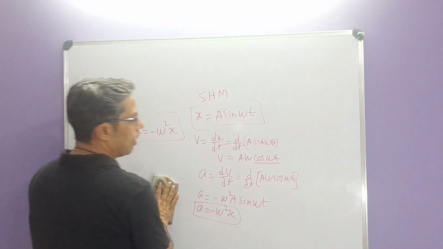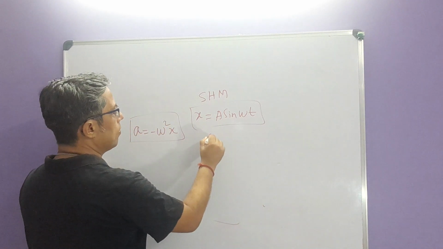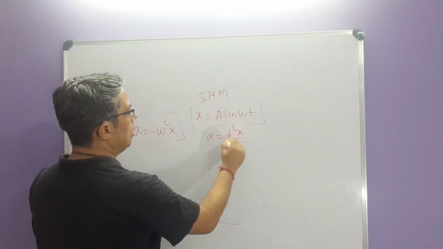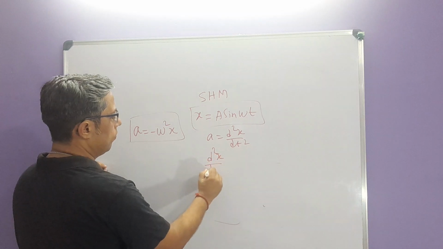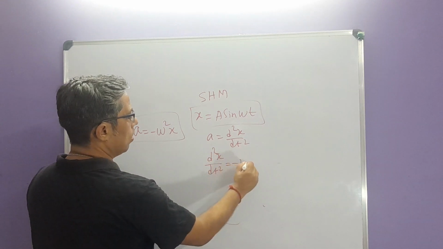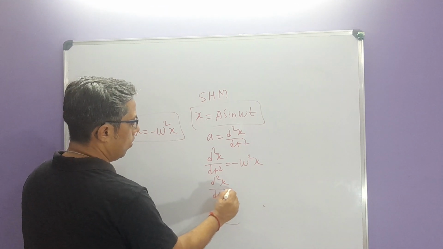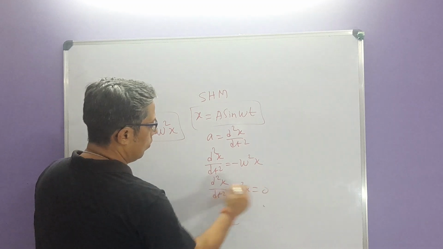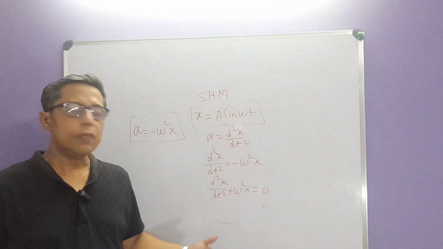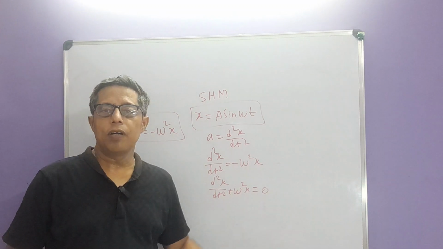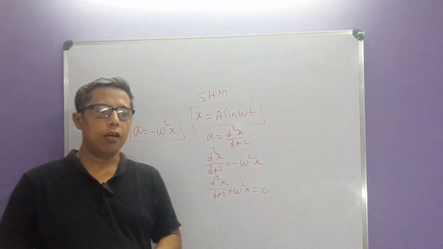One more thing, the differential equation in simple harmonic motion. Acceleration means d2x/dt2. So here I can write d2x/dt2 is equal to minus omega square x, or d2x/dt2 plus omega square x is equal to 0. This is called the differential equation in case of simple harmonic motion. These are the application parts of calculus.